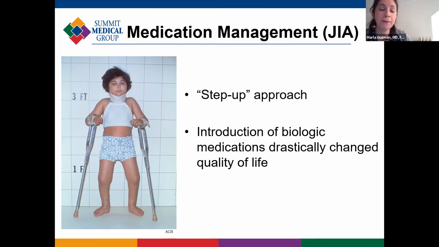So this photo here is a classic photo that's used when discussing JIA of the past. This is a child with untreated JIA, pre-biologics, and you can see she is in a neck collar. She can't stand up straight. She is using crutches. You would never see this now because of the advent of biologics.